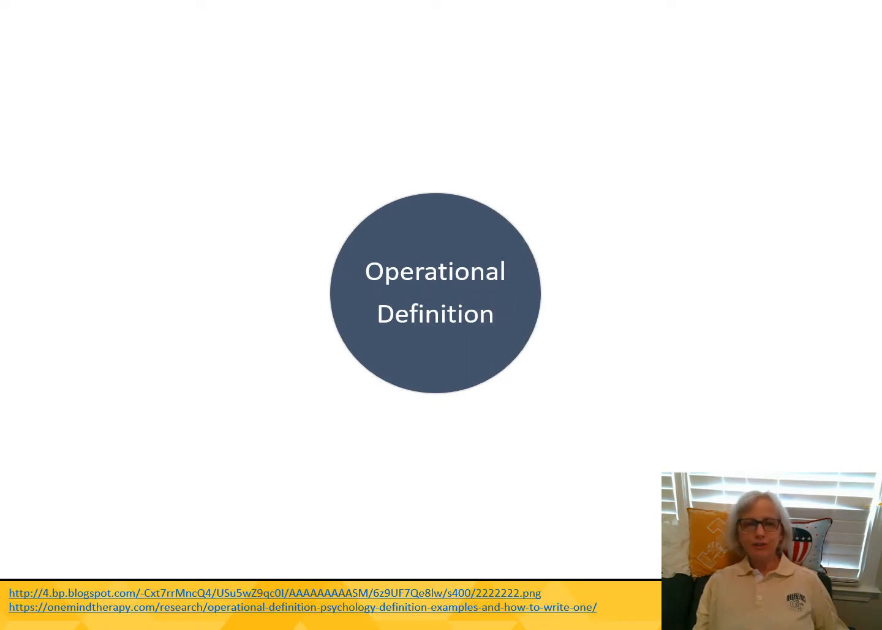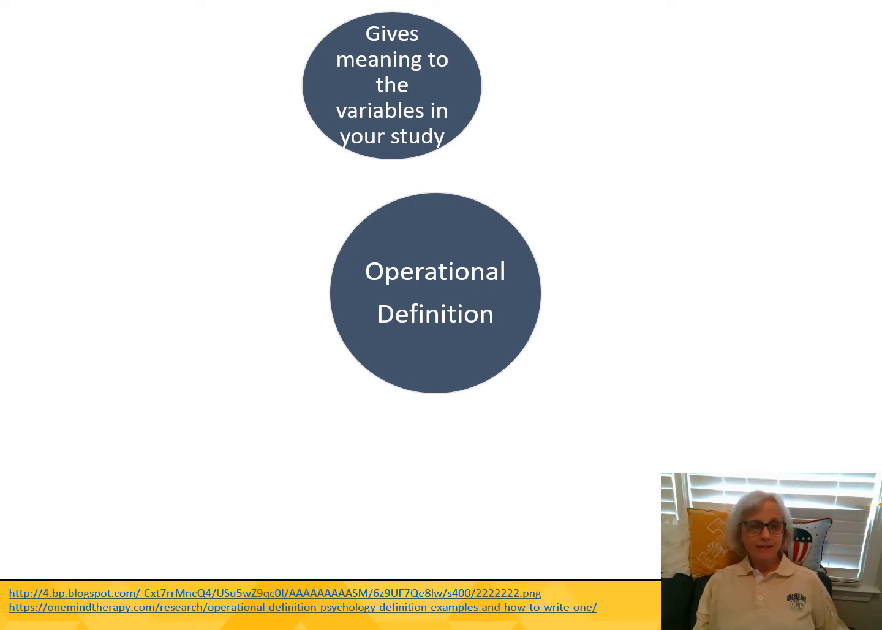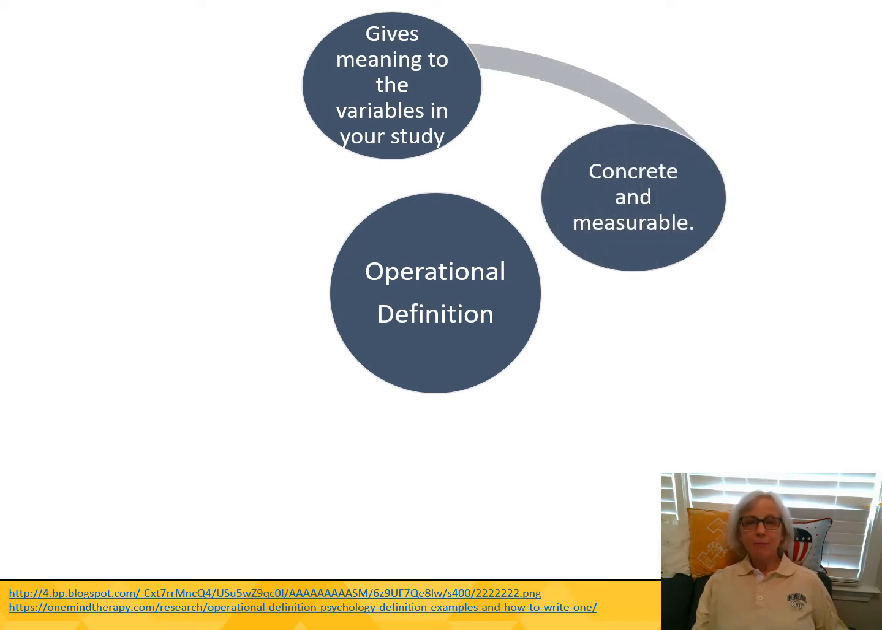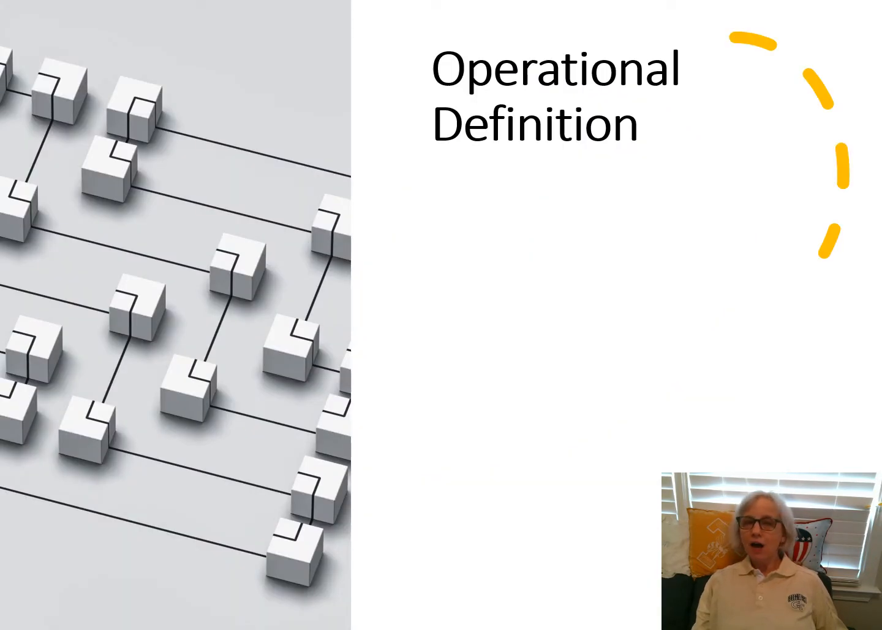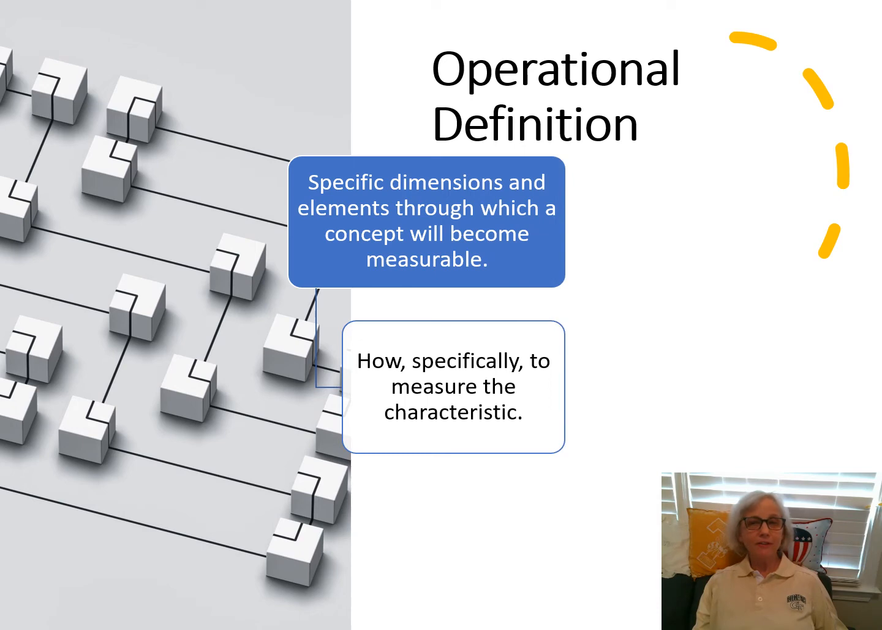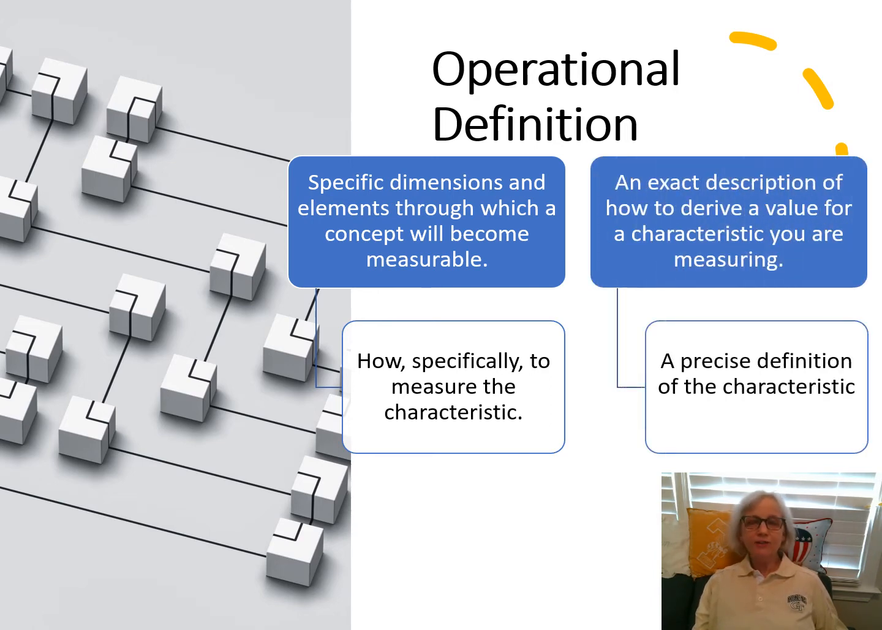Operational definitions give meaning to the variables in your study by using concrete measurement terms for the variables, allowing others to assess the validity of your definitions and your study. Operational definitions are needed so that the variables in your study can be measured correctly by you and by others. What specifically does your concept mean? You should define it so that others could come behind you and measure the variable in similar ways.